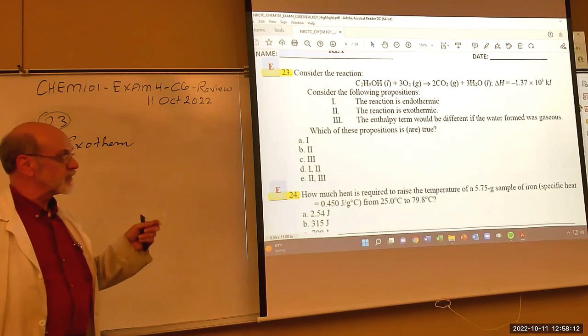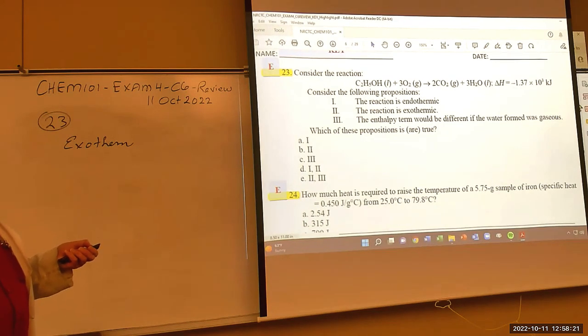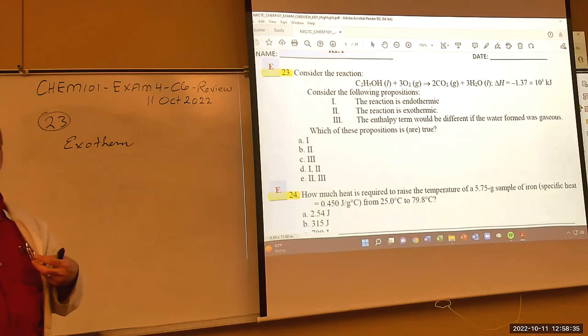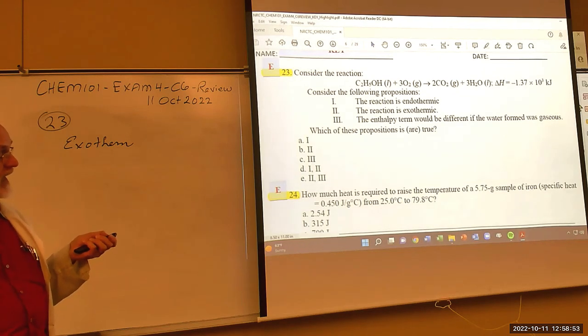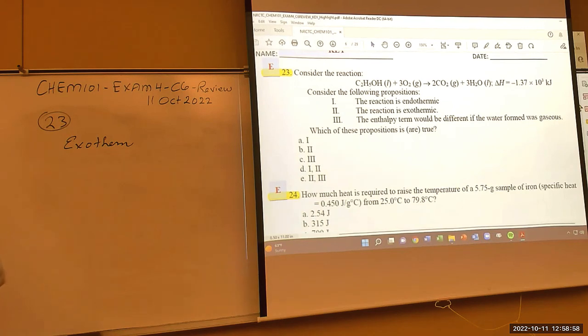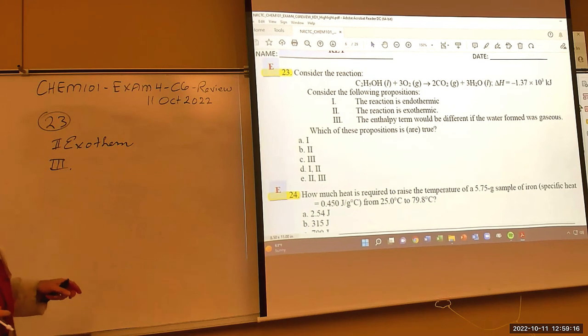Right. The enthalpy term would be different if the water formed was gaseous. That is true. Because think about it. You have condensed the gas into a liquid, so the temperature here has to be the right value to give you liquid water. If you're actually measuring the reaction in an alcohol lamp, then everything's going to be gas and it's going to have a different temperature, because it takes energy, well, actually it gives up energy to go from a gas to a liquid. So this is probably going to be a higher value than if this were a gas. It's that condensation factor that's incorporated into this value. So that's why number three is also true. Let's see, two and three, exothermic. Okay.